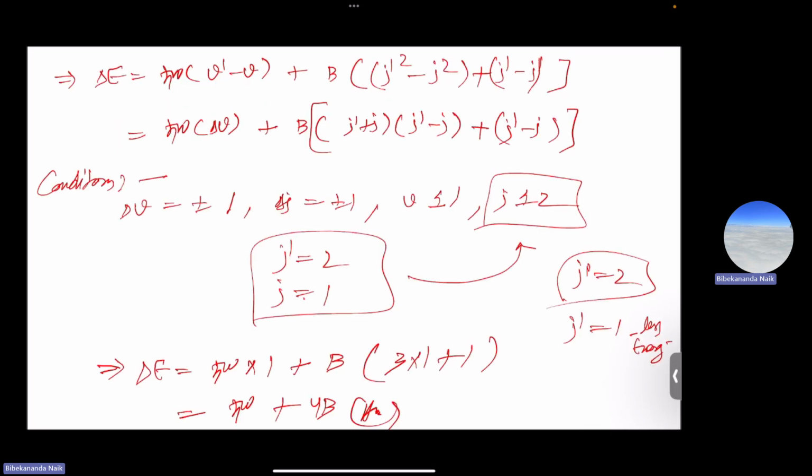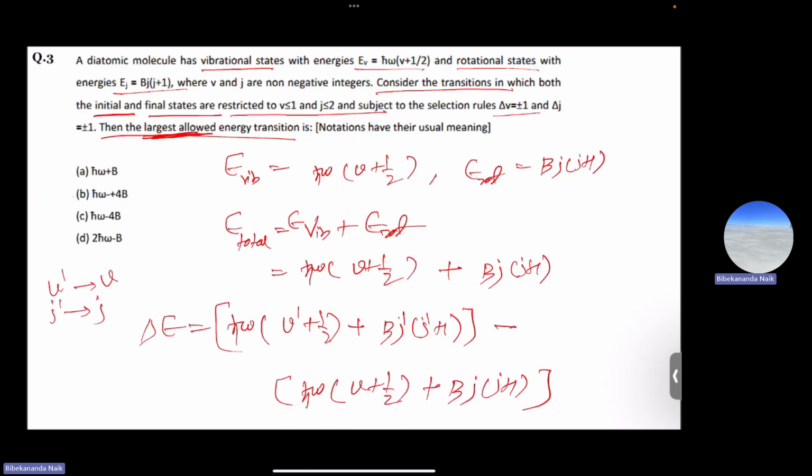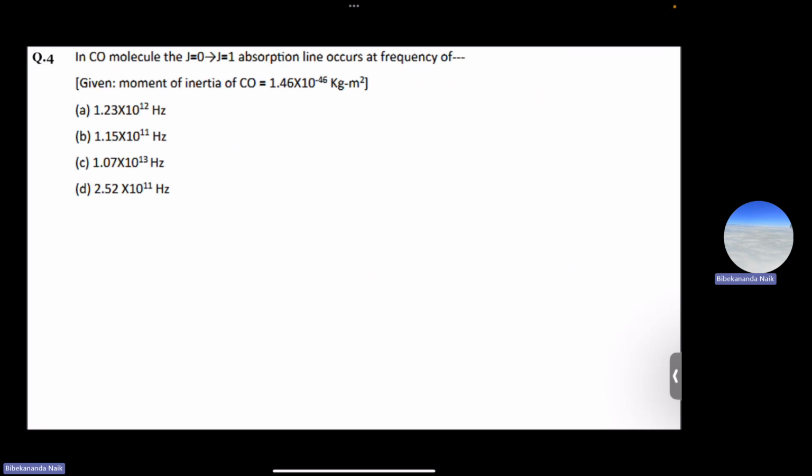So delta E will be h cross omega plus 4b. So the correct option is option B, h cross omega plus 4b. I hope this is clear to everyone. Now we will move to question number 4.